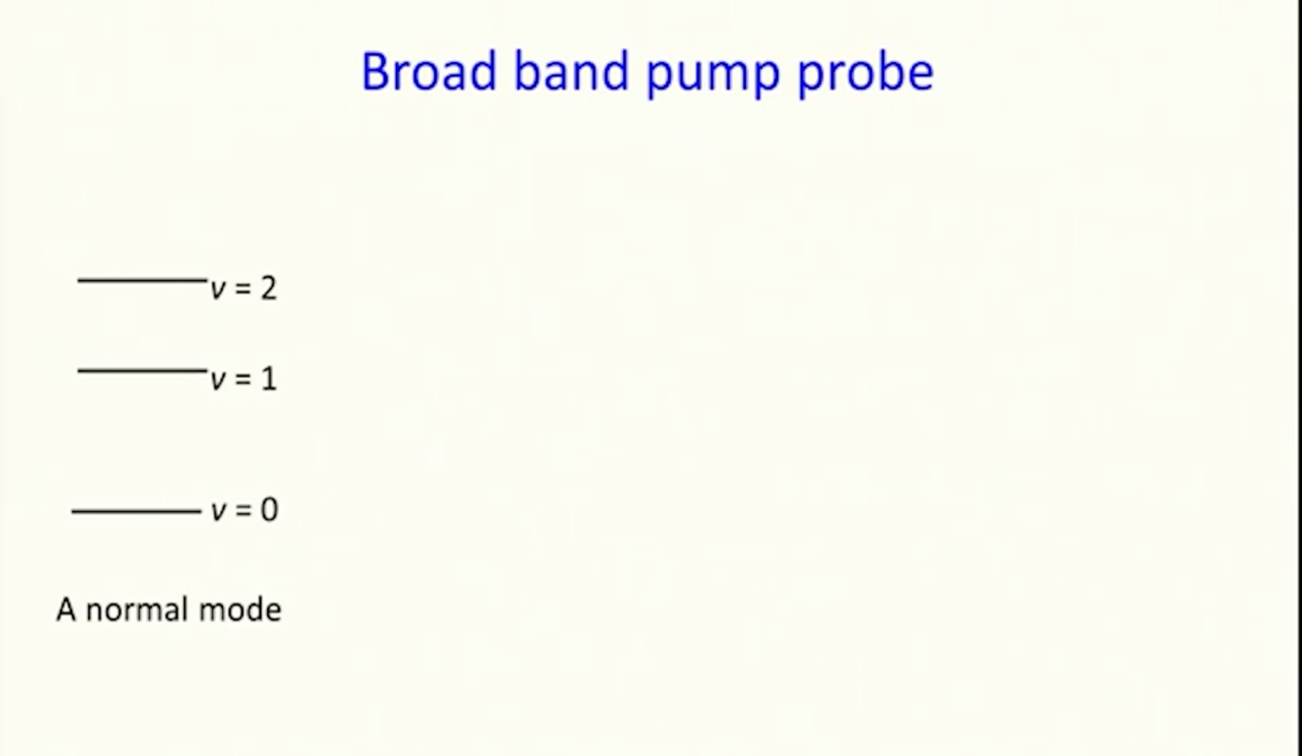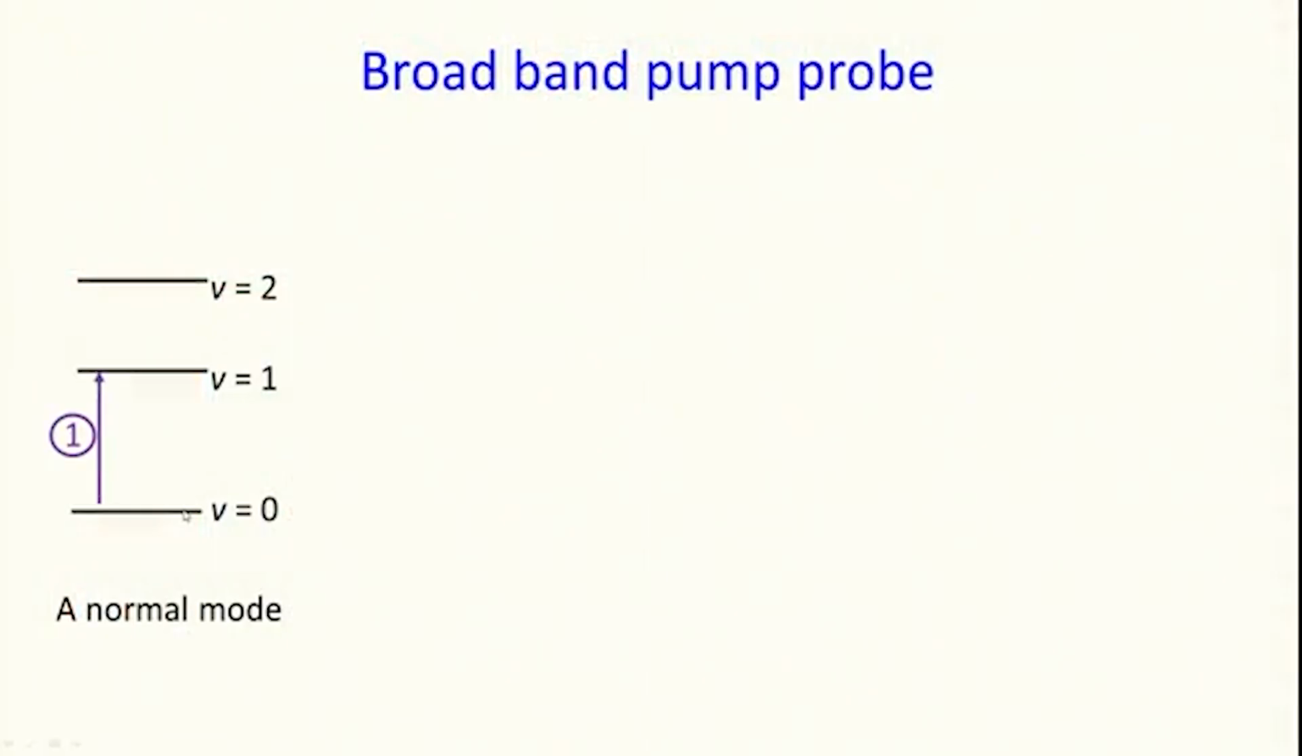Let us say these are the energy levels of a particular normal mode in a polyatomic molecule. For our purpose we will only talk about V equal to 0, V equal to 1, V equal to 2. One can talk about V equal to 3, 4, 5, but at least to start this is enough. So, as we know, in the ground state at room temperature only V equal to 0 is populated for all practical purposes. So, suppose I pump this, we call this process 1, and the corresponding band that we are going to show will be called band 1. I have pumped V equal to 0 to V equal to 1.